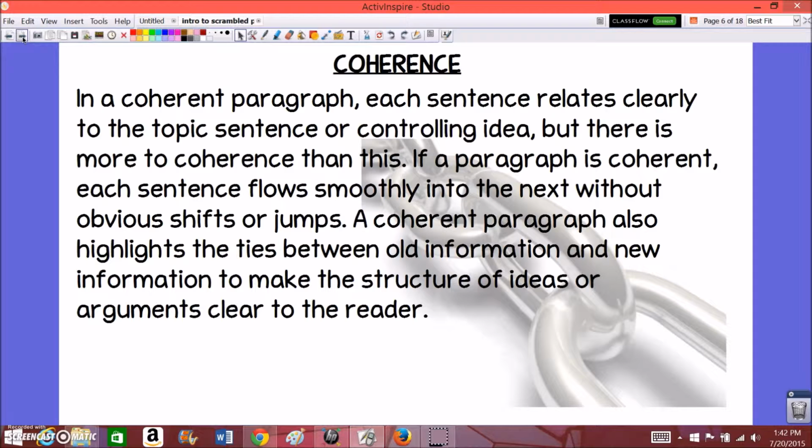Now, another important idea within paragraphs is the idea of coherence. For a paragraph to be coherent, every sentence has to clearly relate to the topic sentence or the controlling idea. Meaning, if there's a sentence within the paragraph that has nothing to do with the other sentences, it doesn't belong there. Having a sentence like that within the paragraph makes an incoherent paragraph. If a paragraph is coherent, that means each sentence is going to flow smoothly into the next one without any obvious shifts or jumps. And so part of what you need to create coherence is keywords or transition sentences that link one sentence to the next one.